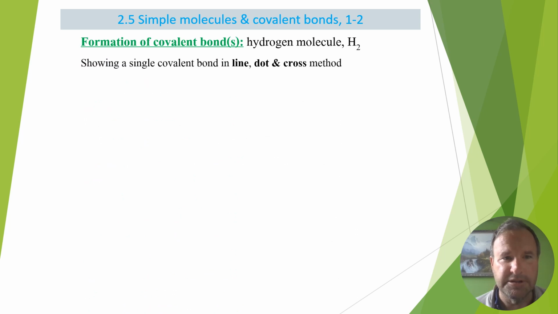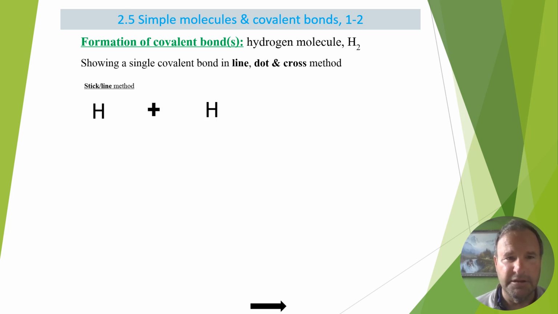We're looking at examples as per the syllabus with the hydrogen molecule here. So we're showing you some different ways of representing it. Here's the stick or line method we showed you before. Hope you're getting familiar with this. There it is. It's a hydrogen atom joining with hydrogen. We've got the single bond there.